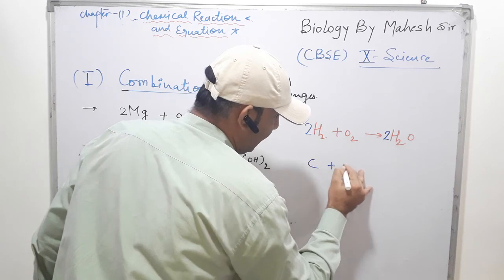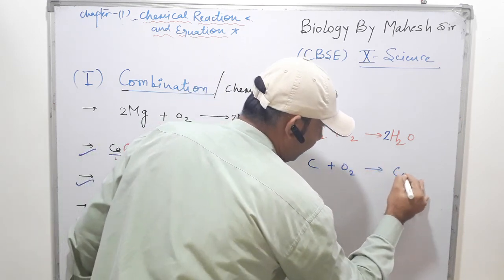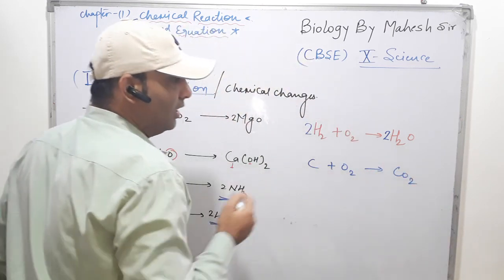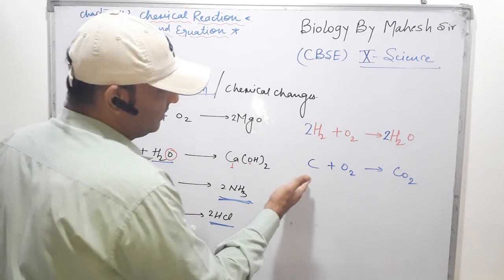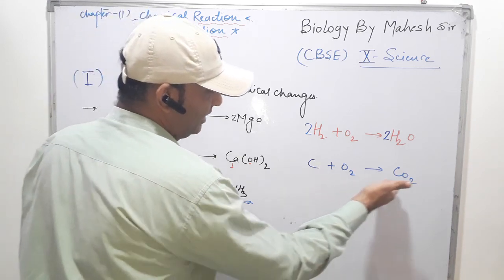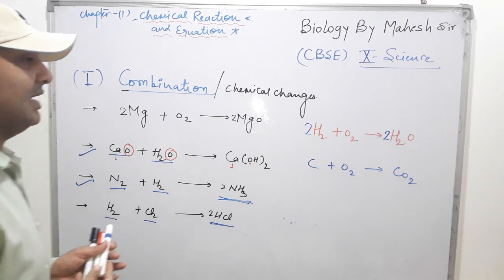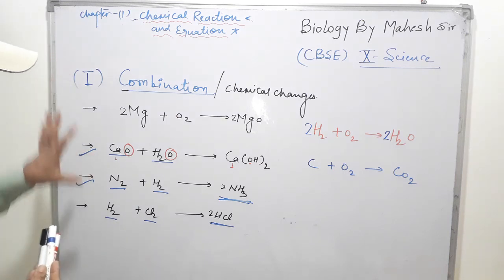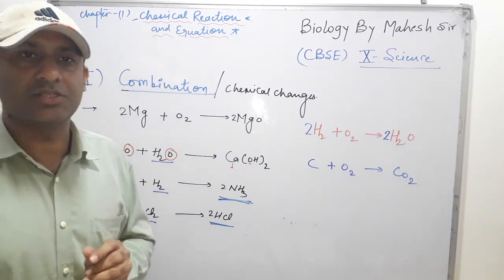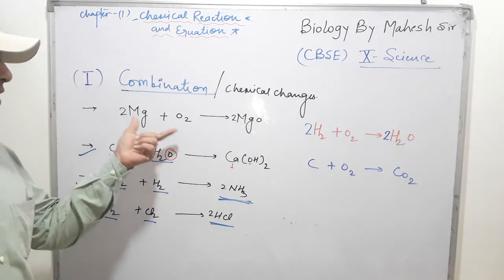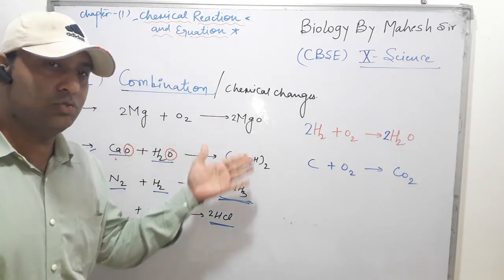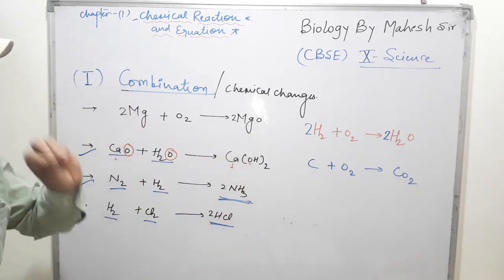Next is carbon and oxygen, which produce carbon dioxide. So again here is the chemical equation in which carbon and oxygen react and produce carbon dioxide, and it is a balanced chemical equation. So all are combination chemical reactions in which two elements join and produce a new type of substance. You can take a screenshot of this diagram.